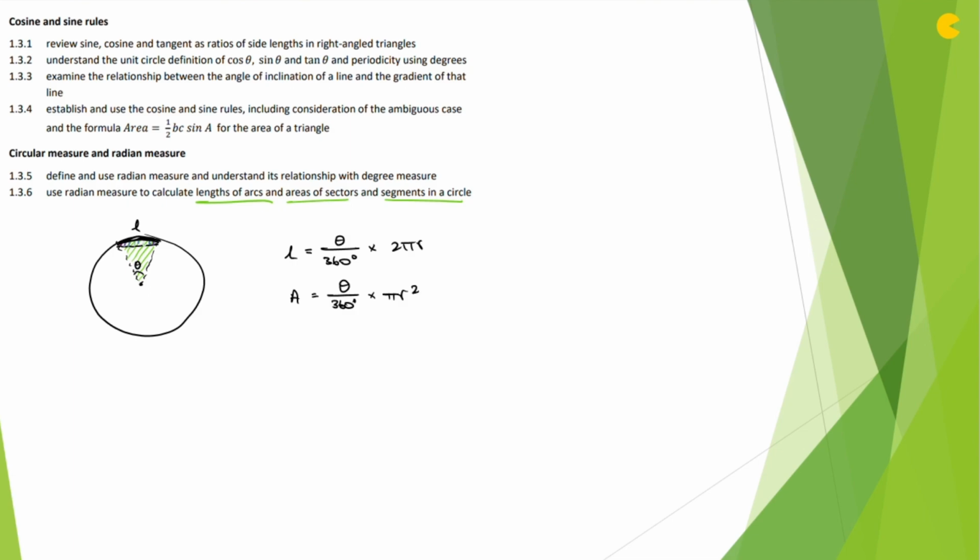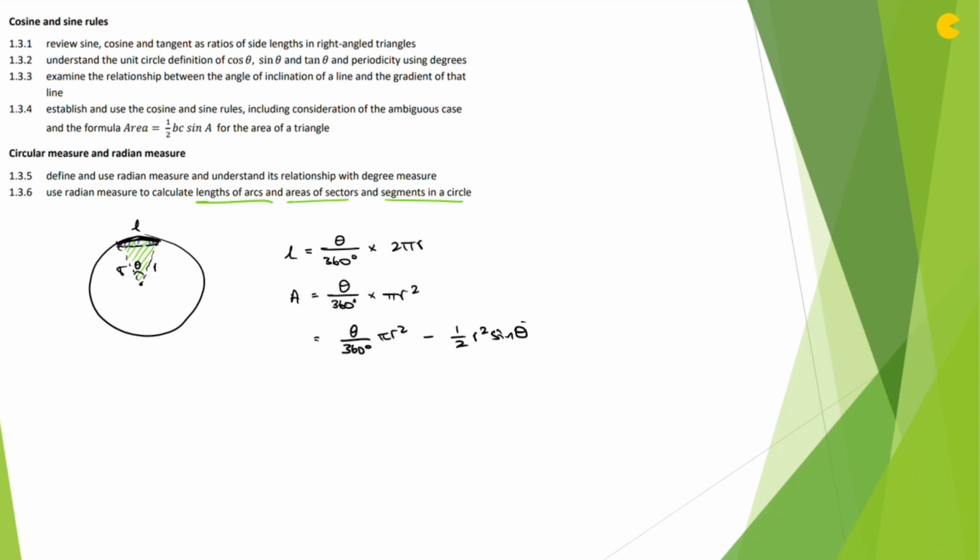And if we look at a segment, generally what's happening is we have a look at that sector, and then we subtract a triangle away from that. So we have theta on 360 degrees of pi r squared minus, using our area of a triangle rule, 1/2 r squared sine theta.